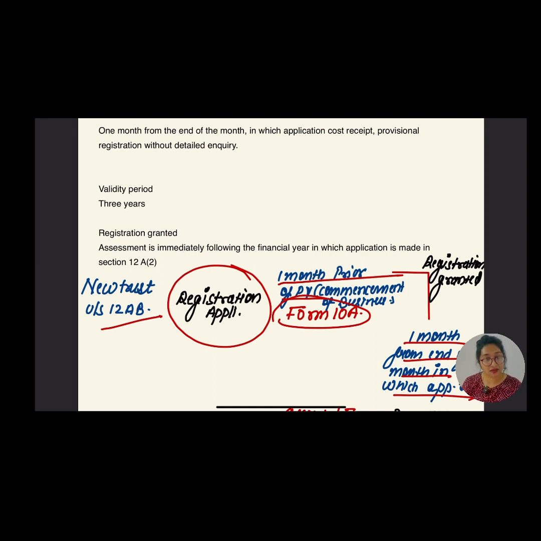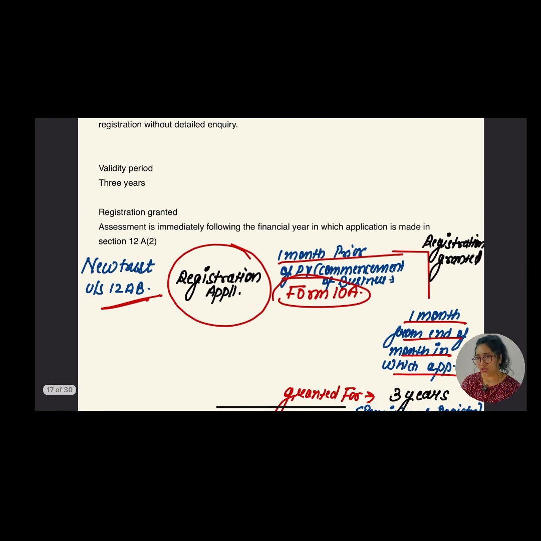Let me read again. A new trust under section 12AB is going to get registered. The application is to be sent 1 month prior to the previous year in which commencement of business happens, that is, 1 month from the commencement of the business. That is what previous year means here. Form number 10A, same thing. Registration is going to be granted within how much time limit? 1 month from the end of the month in which the application was received. Hope this point was clear.